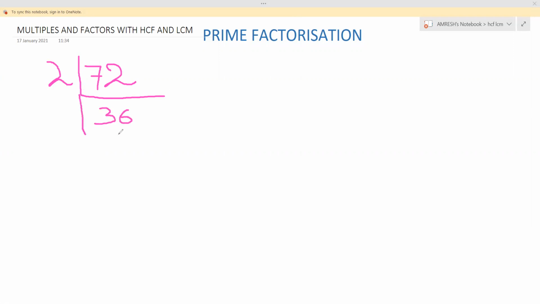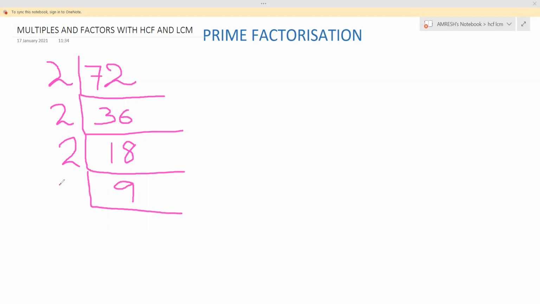Now I have already told you, write here 2, what will you get? 18. Write here 2, what will you get? 9. Like this you have to do in the division method, not like the factor tree. Write here 3, you will get 3. So at last what will you write? Same thing. 2 into 2 into 2 into 3 into 3 is equal to 72.